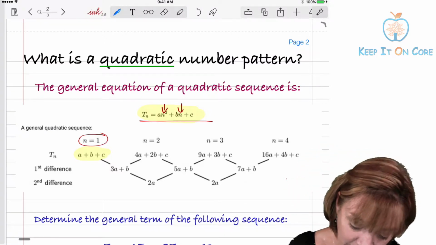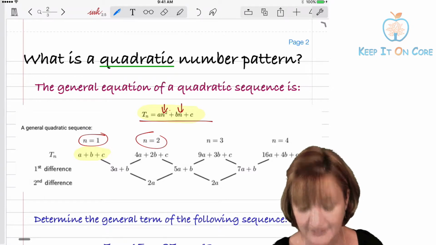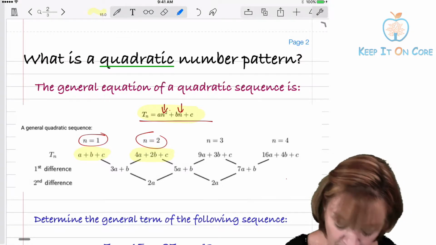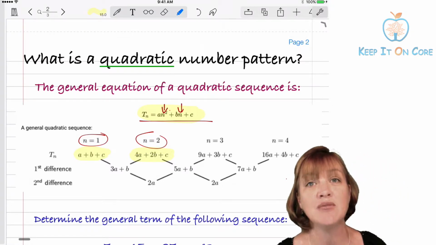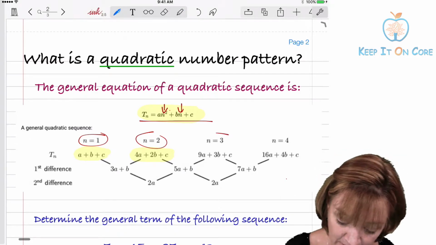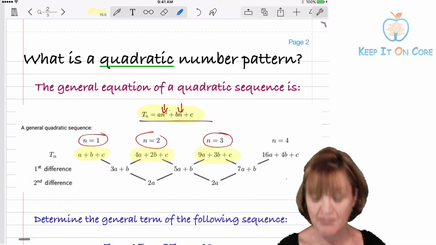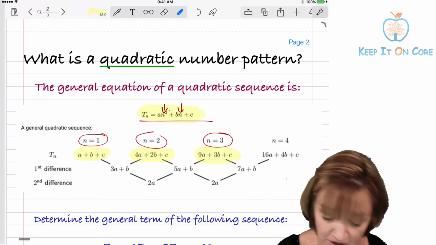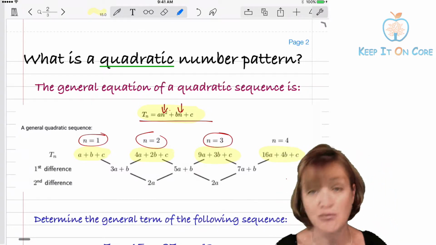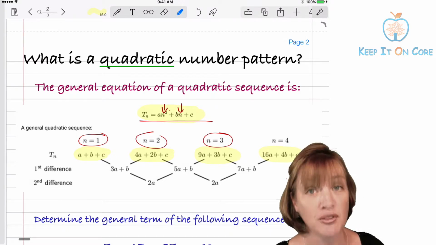If I took n equals 2 and substituted, it's the same process, if I substituted 2 into those n terms, we would land up with a general term of 4a plus 2b plus c, which represents the second term of your sequence. If I continue to do the same thing, if I substituted 3, we'd land up with 9a plus 3b plus c, representing your third term. And this could carry on, but in this case, we're going to stop at 4. 16a plus 4b plus c will represent the fourth term in your sequence.